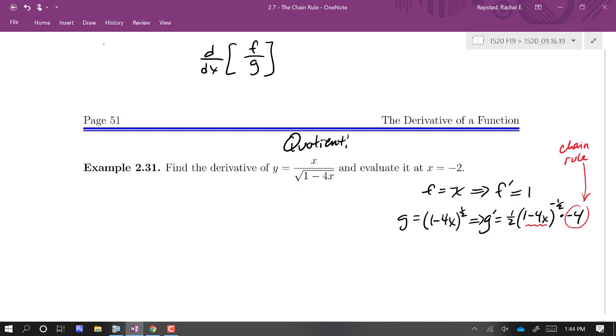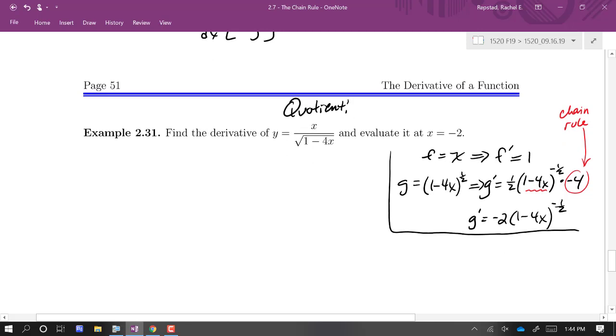It's not just sine x that we'll be able to take the derivative of later. It's sine of whatever, right, that will apply. So the chain rule is really a pretty powerful tool. So if I simplify g prime, we get negative 2 times 1 minus 4x to the negative 1/2. Now, here's our side work. dy dx. I'm just going to write out, how does the quotient rule go?